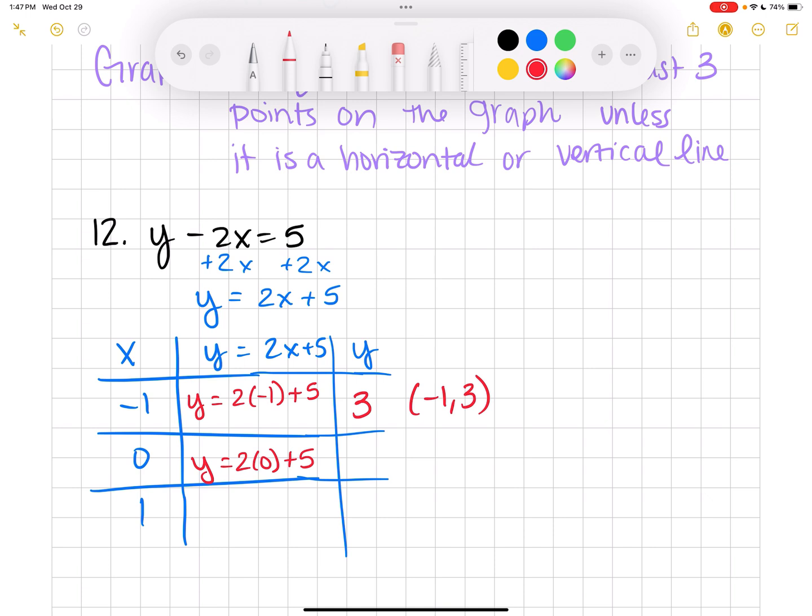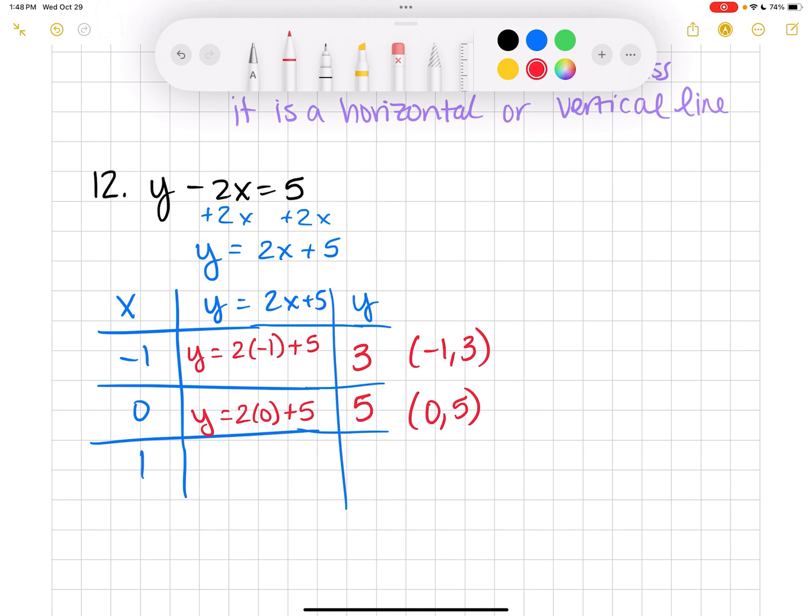5. 2 times 0 is 0 plus 5 is 5. So this point is 0, 5. And then lastly, I'm going to plug in 1. So I have y is equal to 2 times 1 plus 5. What does that equal to? That one is 7. So then I have the point 1, 7.